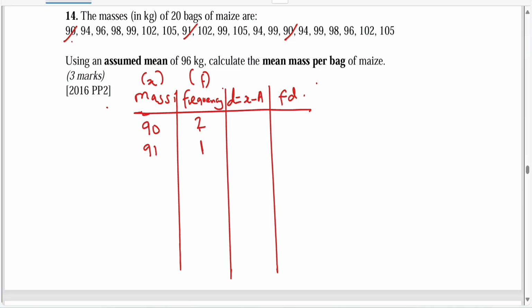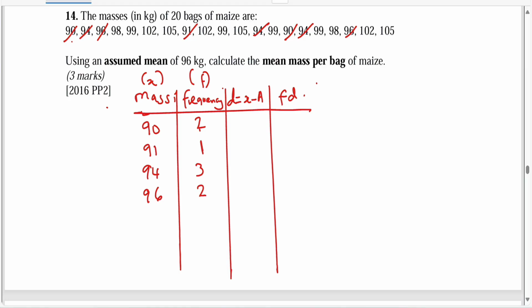There's no 92 from the diagram. There is 91, there's no 92, there is no 93 also. 94, it's 1, 2, we have another 94, 3. So we have 3 94s. 95, is there any 95? No, we don't have any 95s. 96, yes. There's 1 96, and there's another 96 here. So basically you have 2 96s.